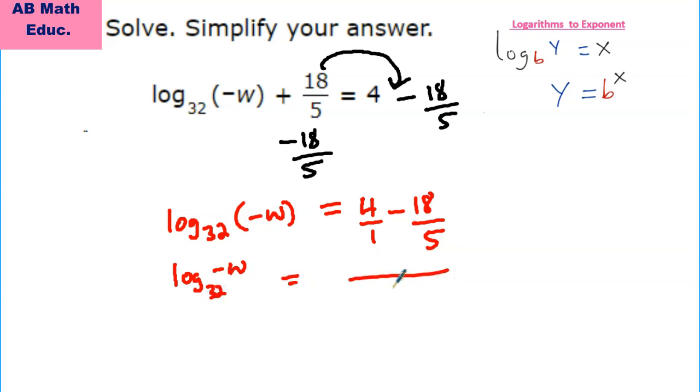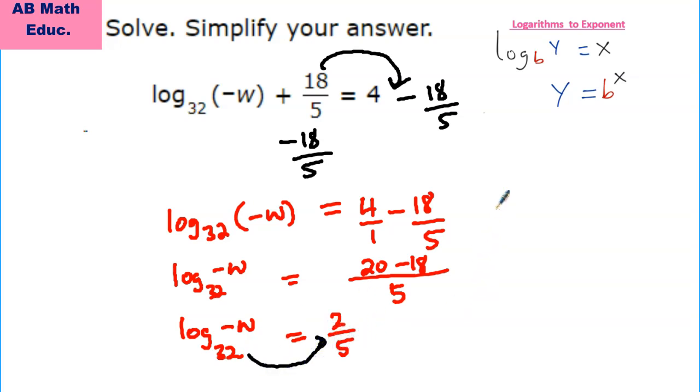Here you find your LCM to be 5. You cross here 20, and you cross here that's 18. Then you get log negative w of 32 is equal to 20 minus 18, which is 2, over 5. Now we are doing the conversion, so this will push this one up. So negative w is equal to 32 to the power 2 over 5.